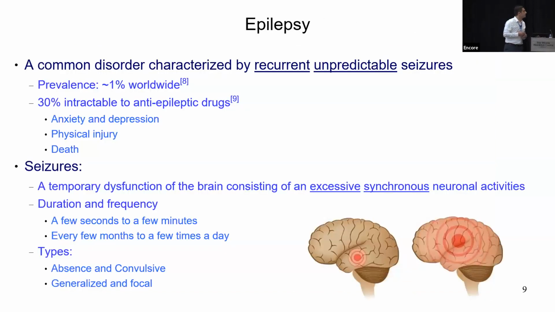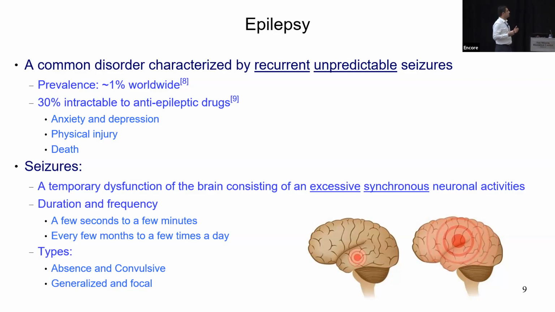So what is epilepsy? It's a common disorder characterized by recurrent and unpredictable seizures. It's quite prevalent: 1 in every 100 people deal with it. The good news is that close to 70% of patients with epilepsy can be treated with pharmacological solutions today. But the other 30% have to deal with symptoms such as anxiety and depression, physical injury, and, unfortunately, sudden death due to epilepsy. The idea here is that with neurostimulation, we're hoping to provide a treatment alternative for this section of patients.